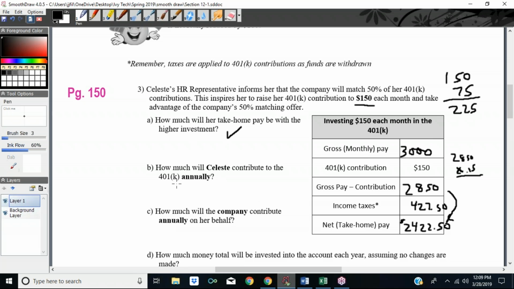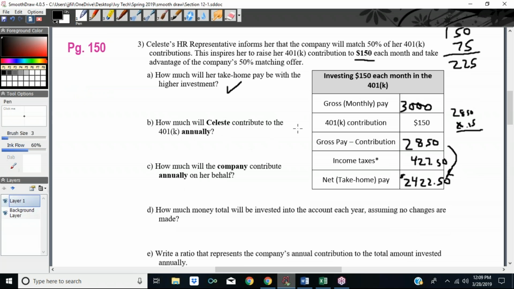Okay, we got that. How much will Celeste contribute to the 401k annually? So if she's putting in $150 a month, how much will she contribute for the whole year? Looks like $1,800. All right, $1,800. And how much will the company contribute? Well, if the company is contributing half of what she contributes, the company's going to contribute $900.